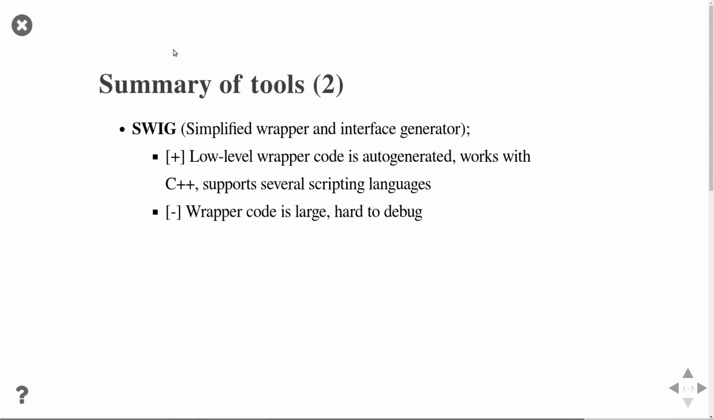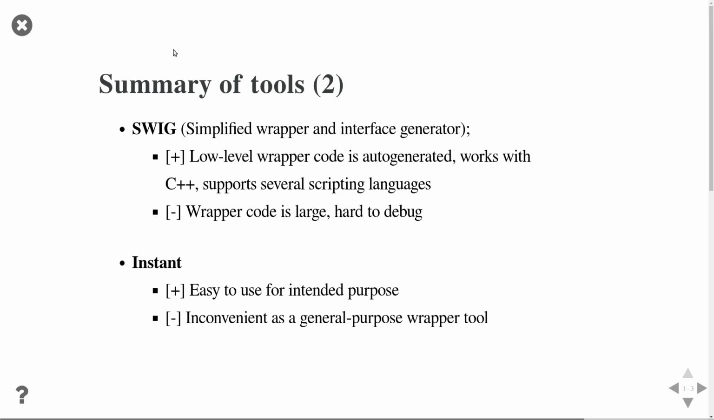Then we have SWIG. So the idea of SWIG is, given a C or C++ library, how can I make a Python interface to it? Okay? And so the way it works is that it actually auto-generates a lot of the wrapper code that we had to do before by hand, and it works with C++ and supports actually not just Python, but also other programming languages. But the automated wrapper code is quite large and hard to debug, so this is a disadvantage. And we also have to write some interface code, which is often not so easy.